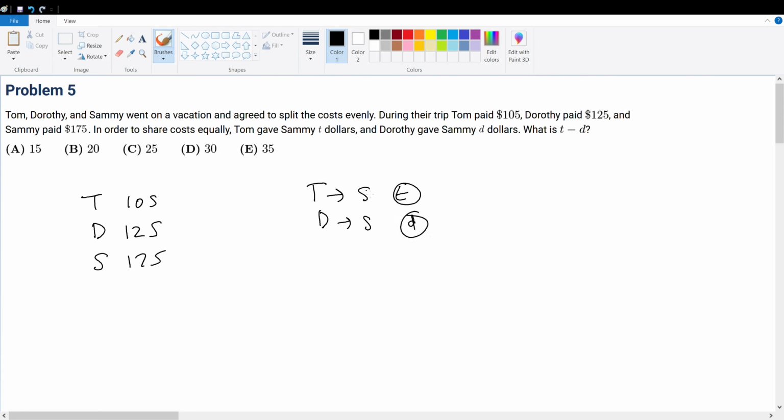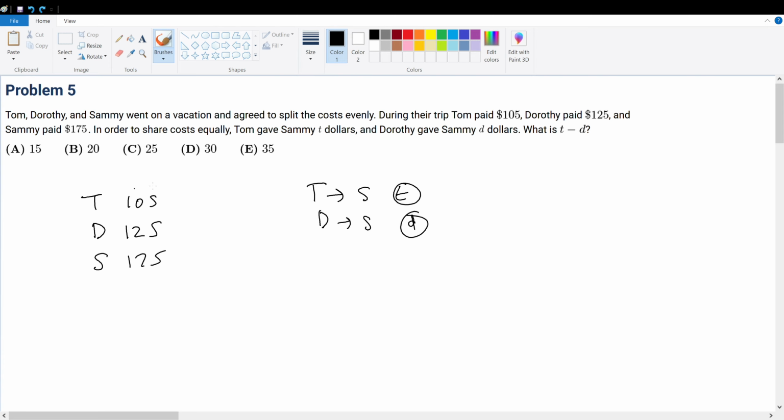First of all, it makes sense, right? Because if you spend $175, that's too much money, so other people must owe you money because you spent more than them. They agree to split the costs evenly. So effectively, when Tommy transfers T dollars and Dorothy transfers D dollars, then everyone will ultimately have net paid the same amount.